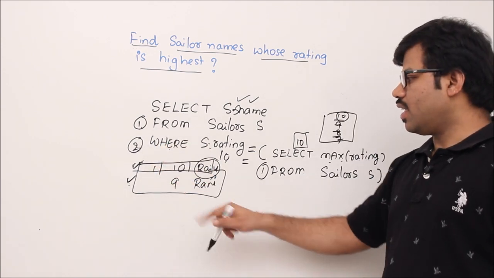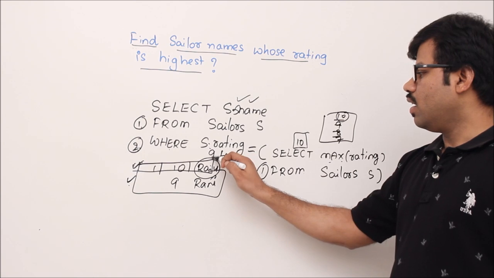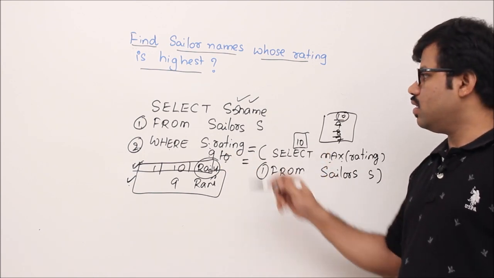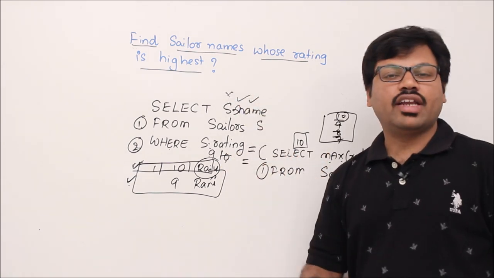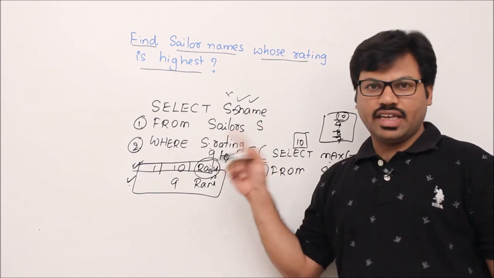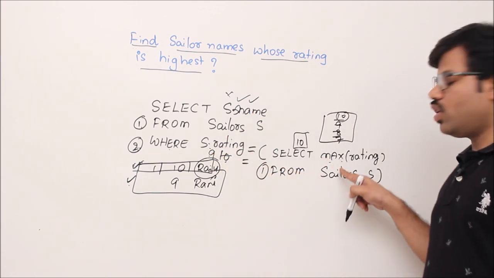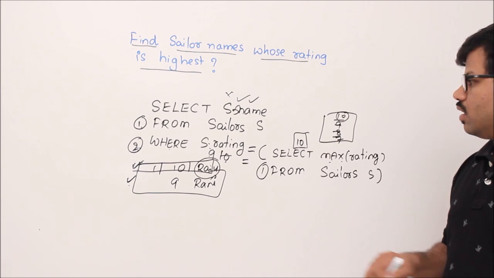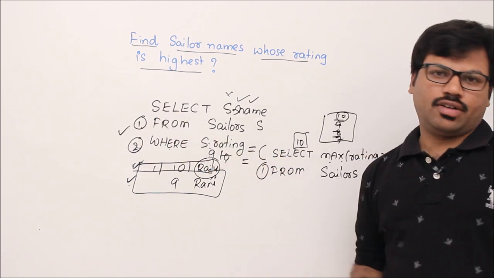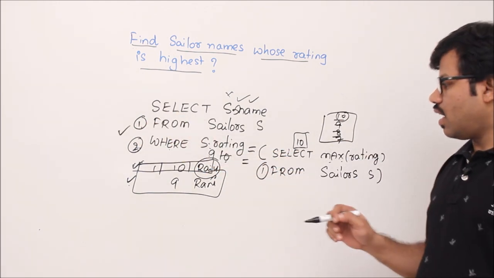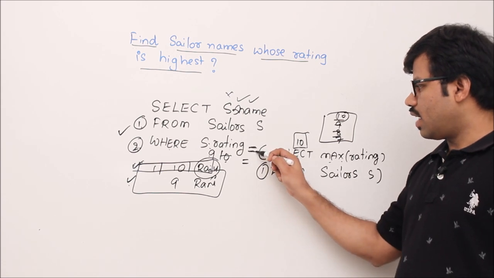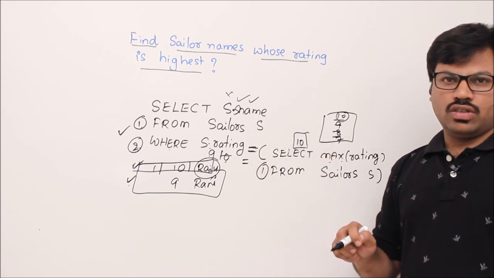When you take the second tuple, S dot rating is 9, 9 equal to 10 is false, so Rani will not be printed. Finally, we print the name of the person whose rating is equal to this max rating. Understand? So that's why this query is the right one. Correct?